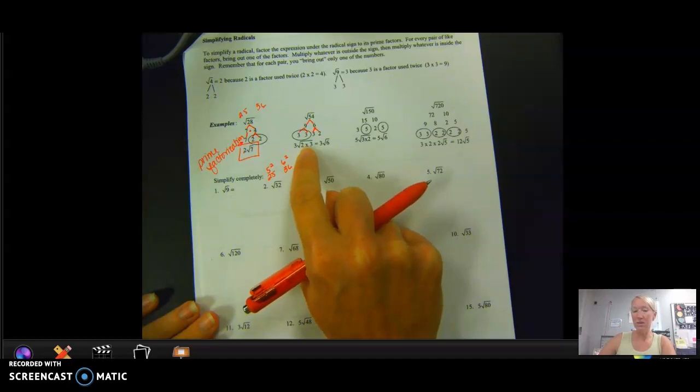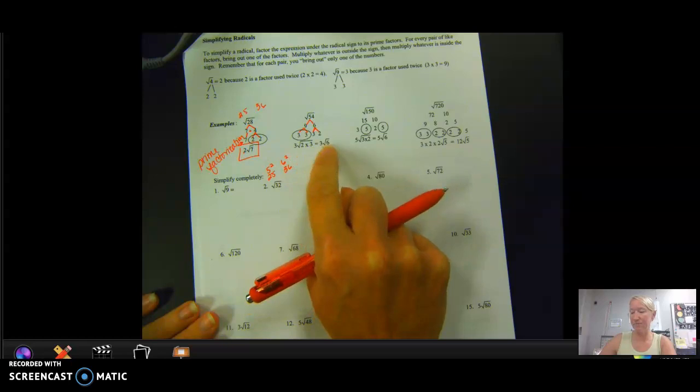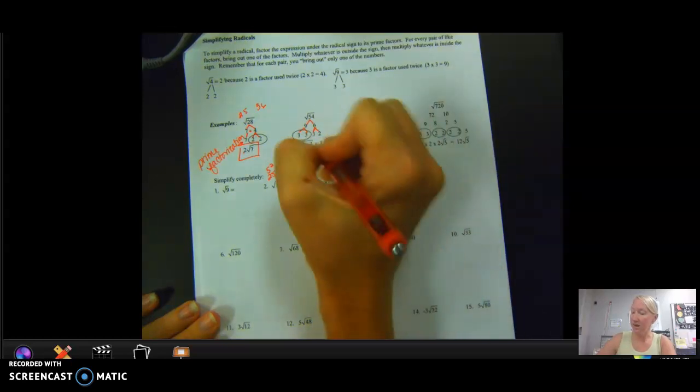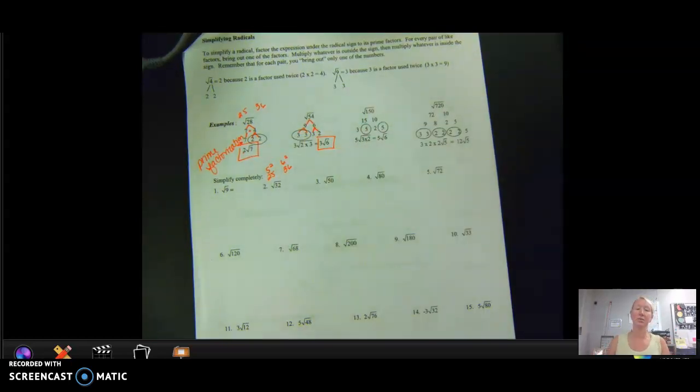But what you're going to do with them is multiply them together. So you're going to do that 2 times the 3, and it becomes 6. So your final answer reduced down is 3 square roots of 6.